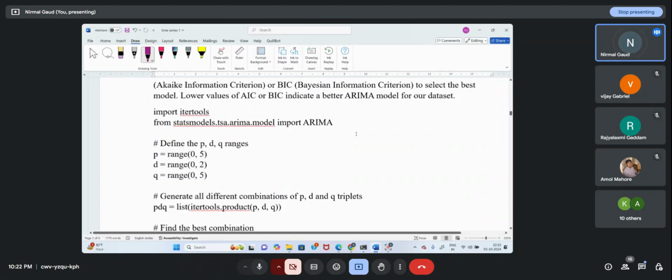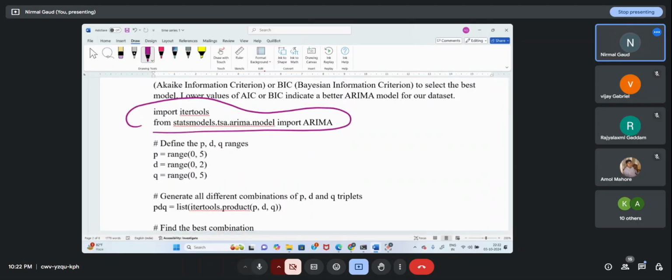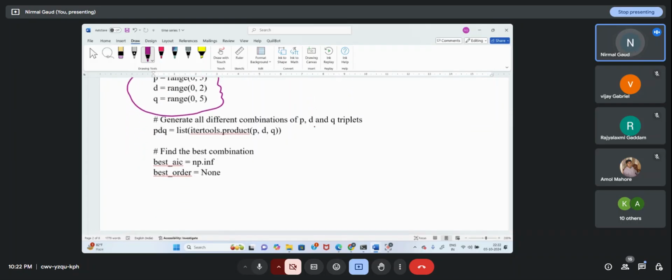Here we are applying the ARIMA model, a time series model. We can take the values of PDQ, and the values of PDQ lie between these ranges: 0 to 5, 0 to 2, 0 to 5. We need to find the best combination.